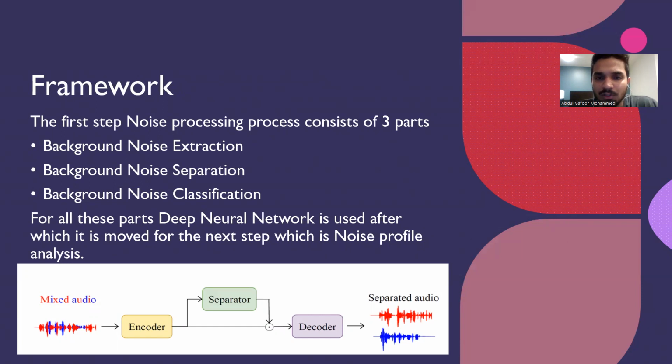So for all this process, a deep neural network was used, which has proven very effective for them. And from this, the next stage, which was noise profile analysis, was done. And as we can see from the picture over here, there's a mixed audio. It was then encoded, and the background noise was separated and then decoded into human speech and separated background noise.